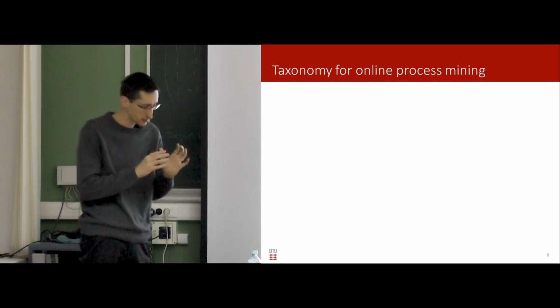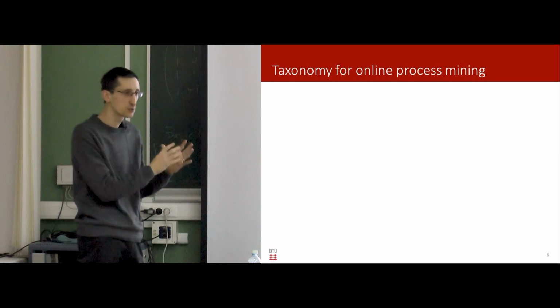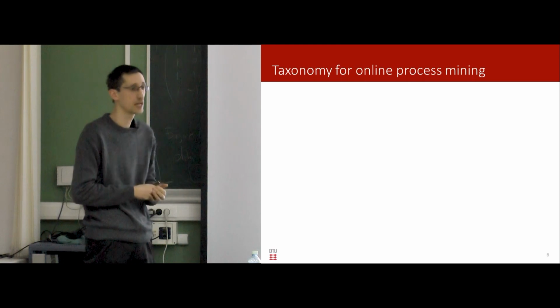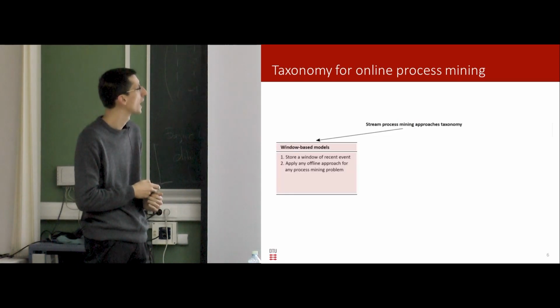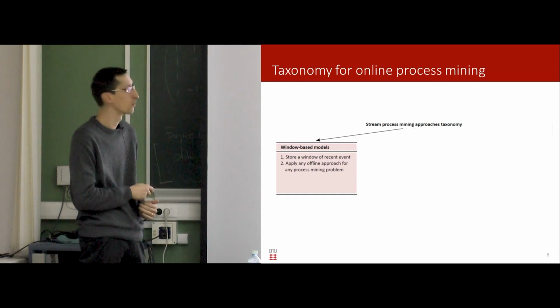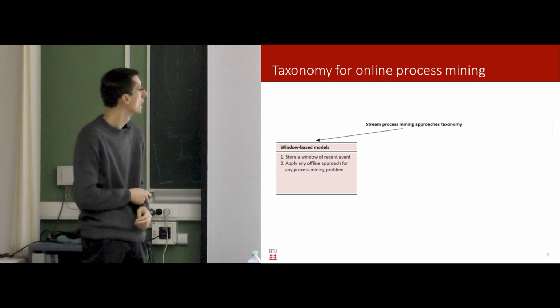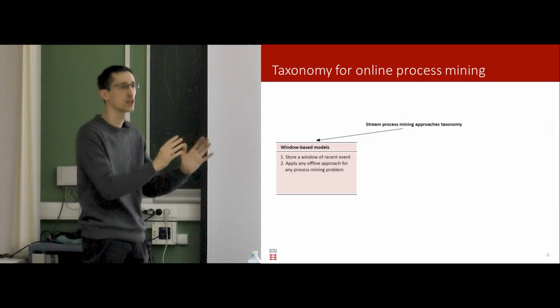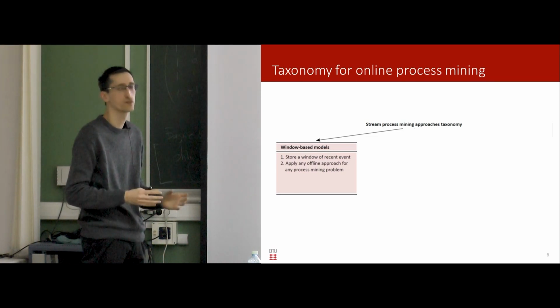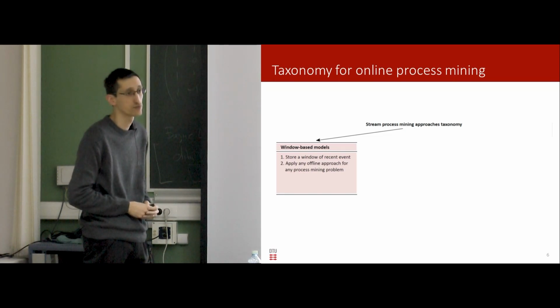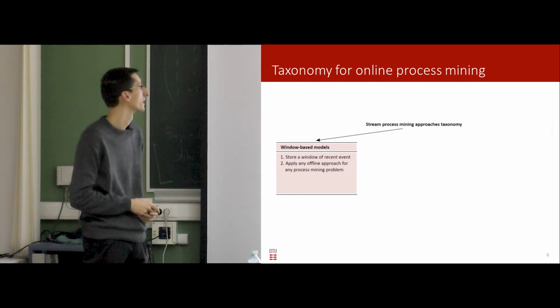Okay, when we think about process mining, we can group the techniques to do online process mining based on a few aspects. The first class of technique is called window-based models. The idea is to store a window containing recent events and then apply any offline approach that we have available to events collected in such a window. That's very straightforward. Advantages are plenty. For example, we can apply any algorithm we have for offline scenarios in an online setting.